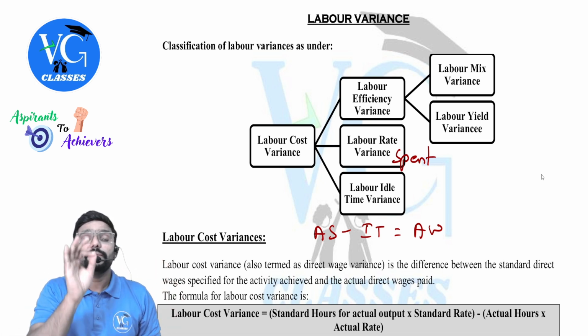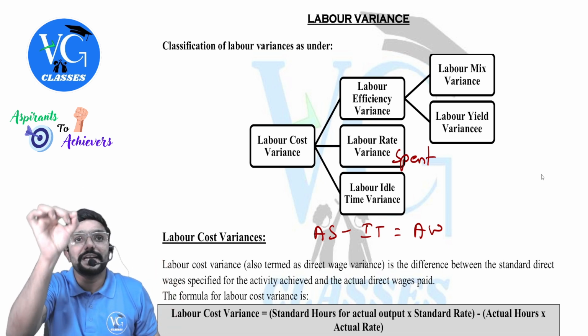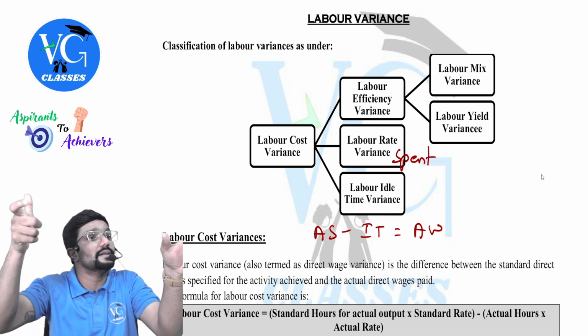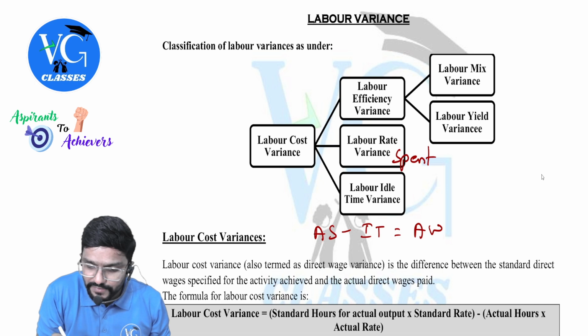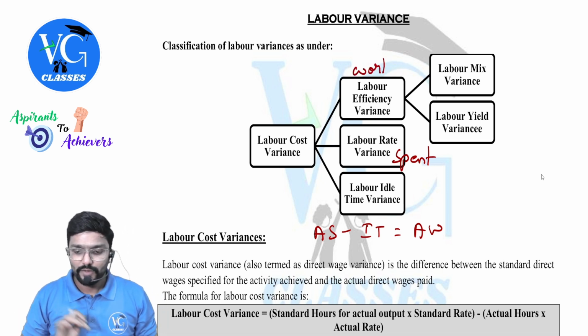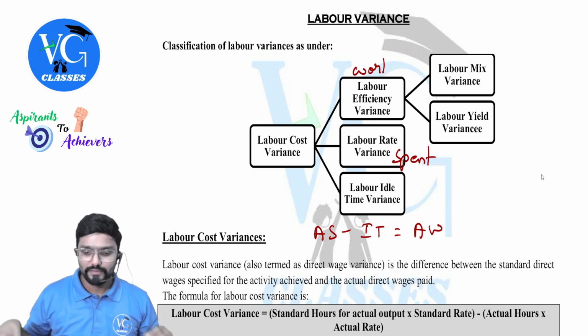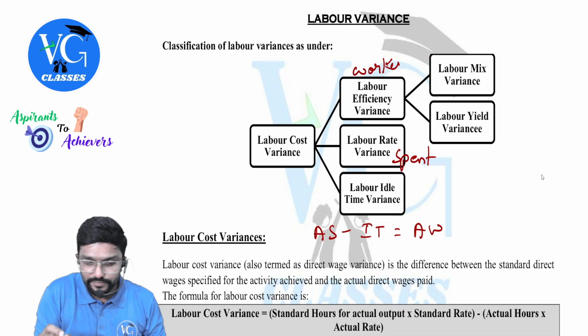Now, labor efficiency variance. Listen, guys. Efficiency is decided based on hours worked or spent? Worked. So for this formula, what should I take? Worked. Now listen, please pay attention.